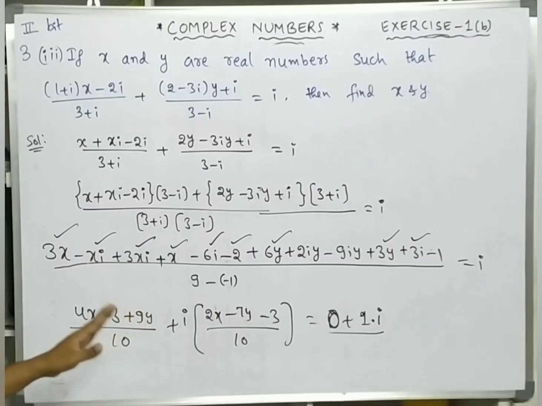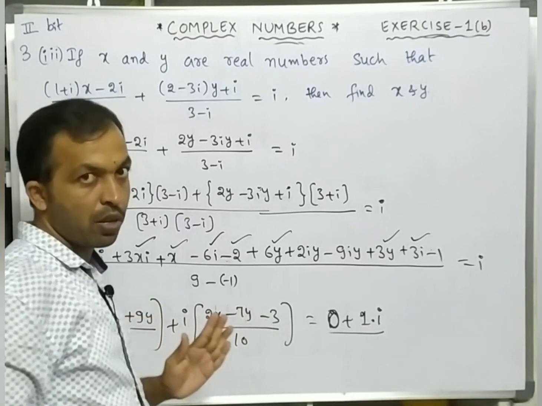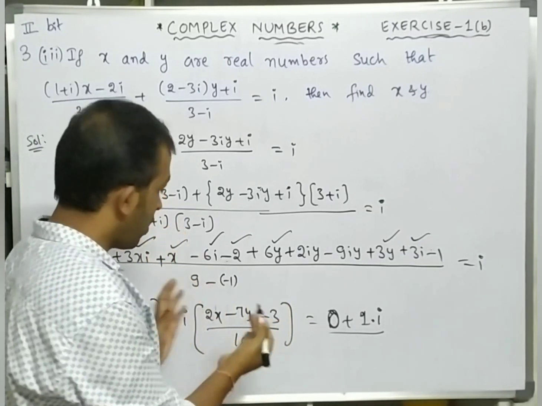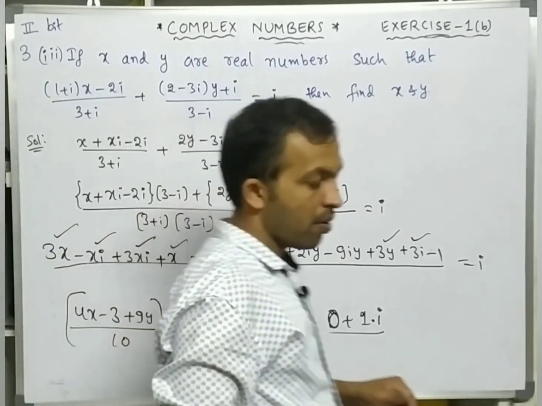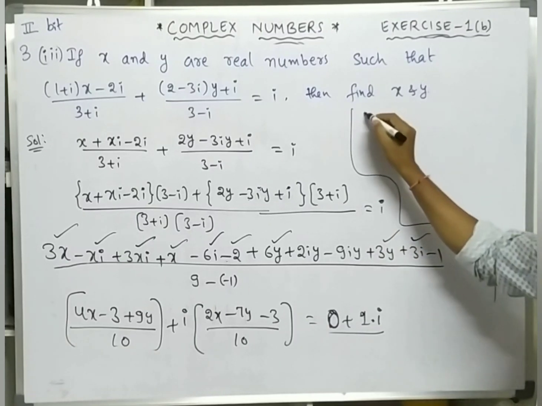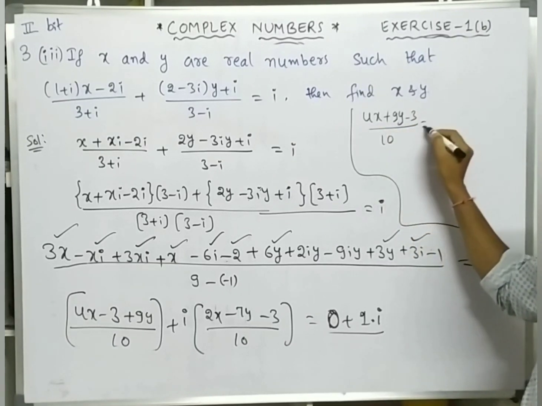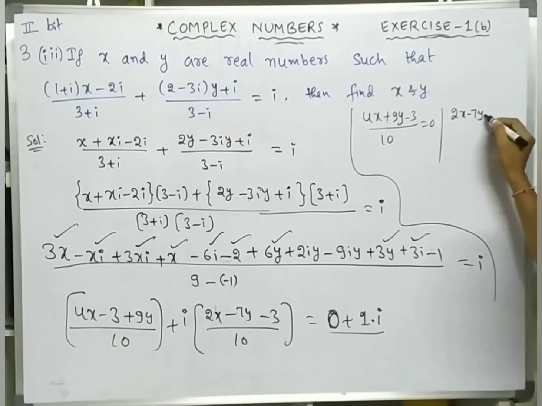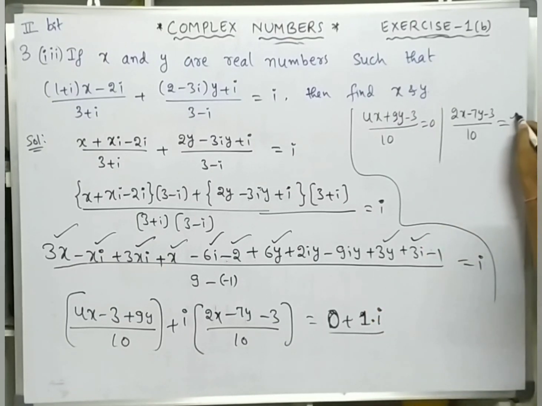Okay, now compare. This simplification is very important. This is the real part and this is the imaginary part. Otherwise, you write one more step and take it as common, and you will get two linear equations. So after comparing, the real part is 0, so we will get 4x plus 9y minus 3 by 10 is equal to 0, that is one. And the imaginary part is 2x minus 7y minus 3 by 10 is equal to 1, since the i coefficient is 1.